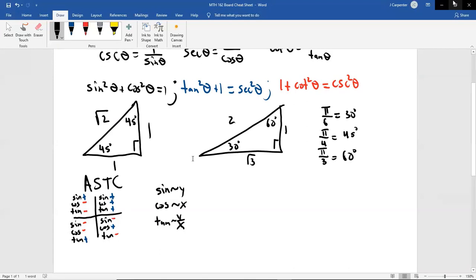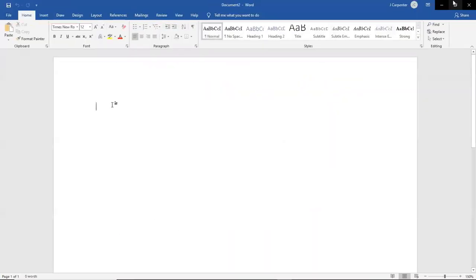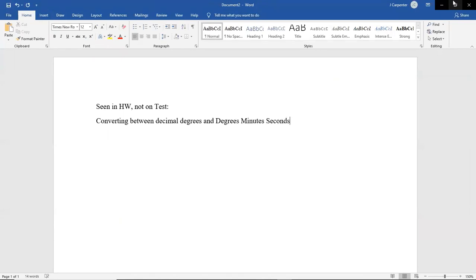So converting between normal degrees and then a degrees, minutes, seconds system. This is just going to be something that you'll see in the homework, not on the test, but it's something that you could come across in another class that involves trigonometry. So I still want to make sure you have this methodology, but it's converting between decimal degrees and degrees, minutes, seconds.